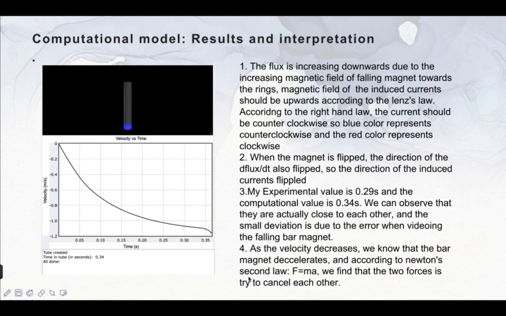And from the graph, we can see that as the velocity decreases, the bar magnet decelerates. According to Newton's second law, F equals ma, we find that the two forces are actually trying to cancel each other.